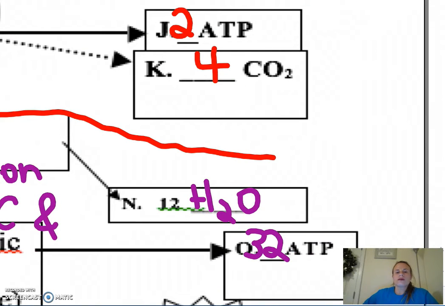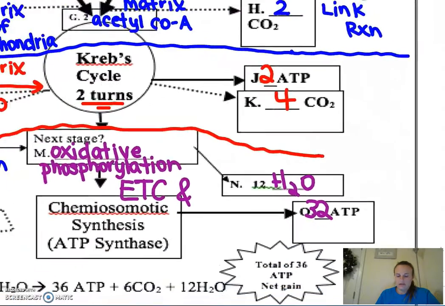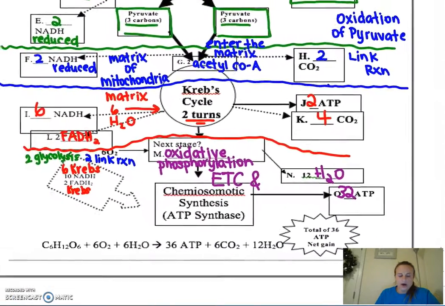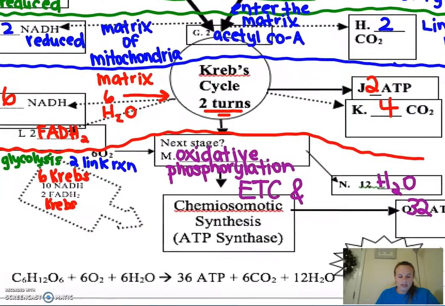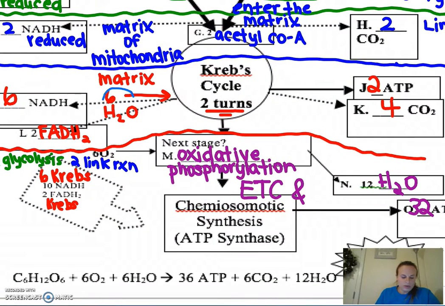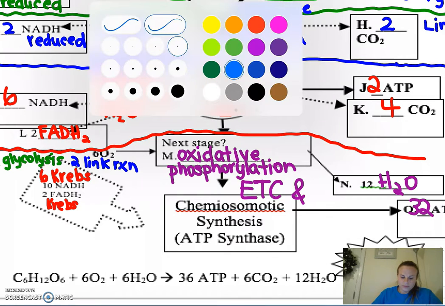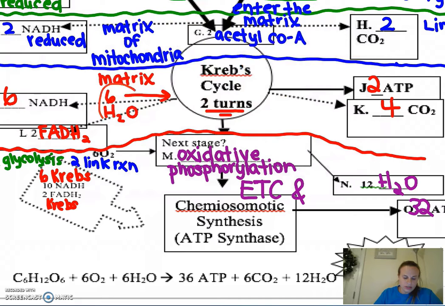We're also going to make 12 waters when oxygen is the final acceptor of the electrons at the end of the ETC. Also, I don't know if we wrote this in last time, but in order to do Krebs cycle, we're going to use 6 waters. So just to make sure that you have that in there as well.